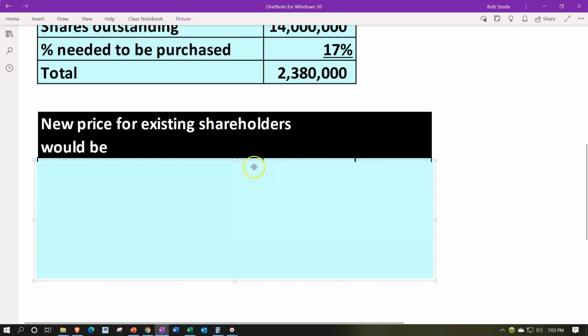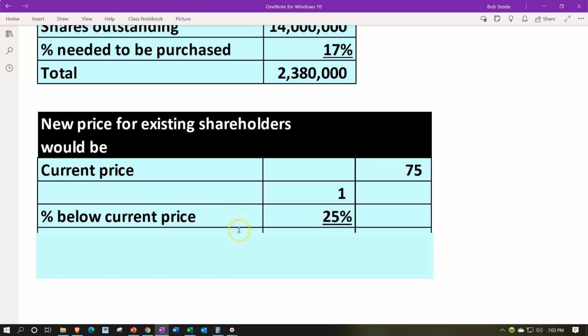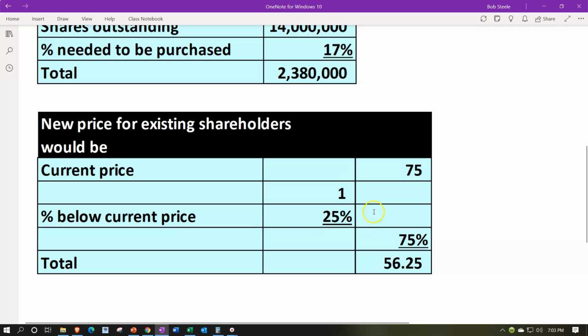So the new price for the existing shareholders in our calculation: the current price would be 75, then 1 minus the percent below the current price, or 25%. In other words, if you get a 25% discount, just like anything with regards to a discount, that means that you have a 75% price. So we get 75% times 75, the current price, and that gives us 56.25.